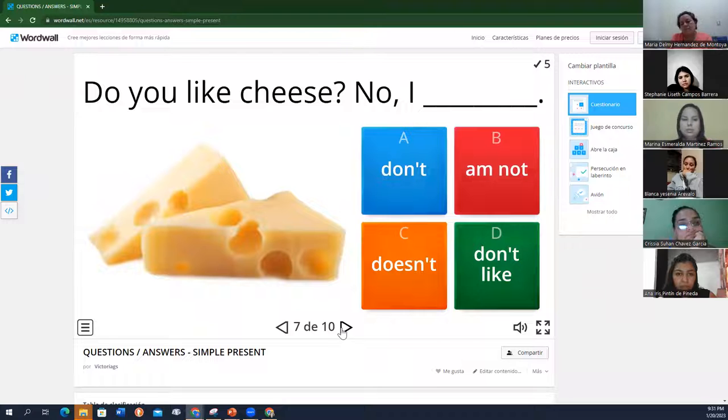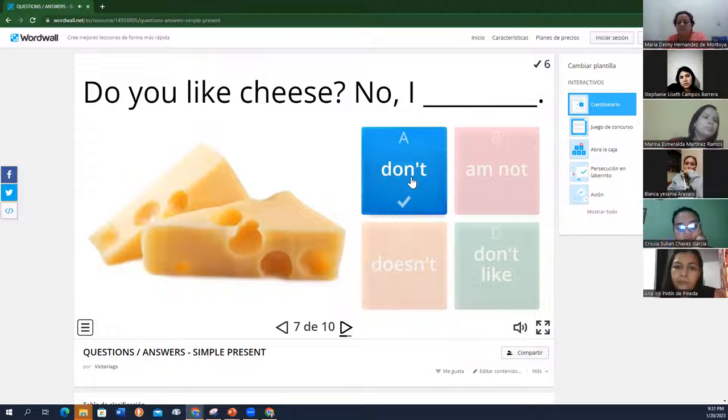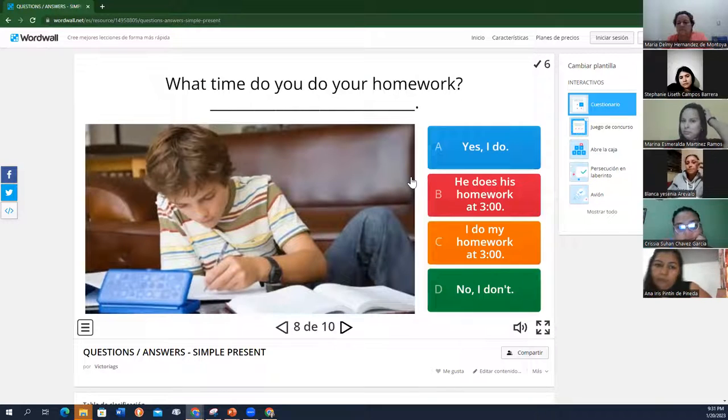Do you like cheese? No, I don't. No, I don't. Porque es una pregunta simple, ¿ok? No necesitan más información. Es una respuesta simple. No, I don't. What time do you do your homework? Aquí ya le estoy pidiendo que me dé información. What time do you do your homework?